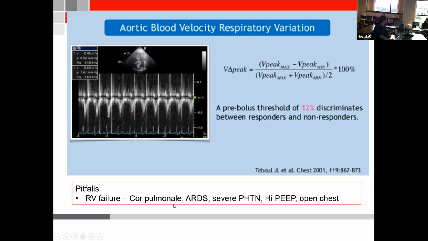Problem always, if you have somebody with right-sided heart disease, lung disease, and ARDS.